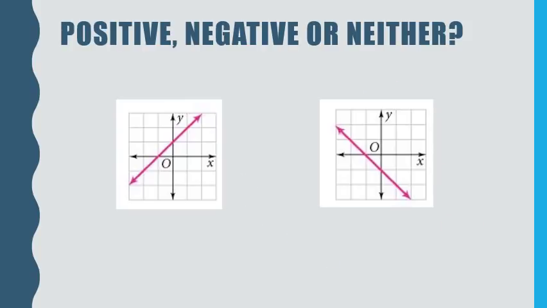Just like scatter plots, slopes can be either positive, negative, or neither. And we read them like we read a book. We go in this direction. So when I'm going in this direction, notice that this graph is rising. That makes it a positive relationship or a positive slope. Here, as I read in this direction, my graph is decreasing, so that's a negative slope.